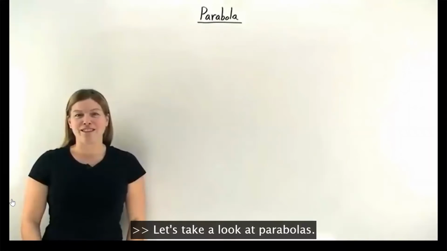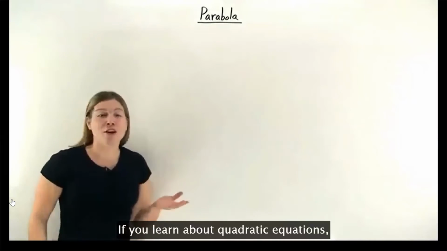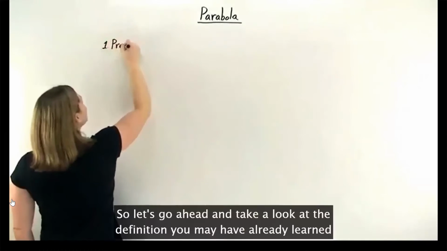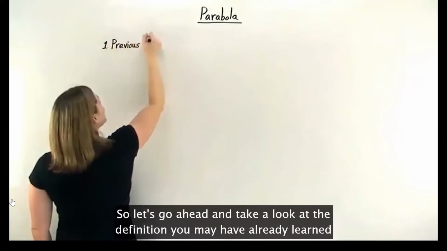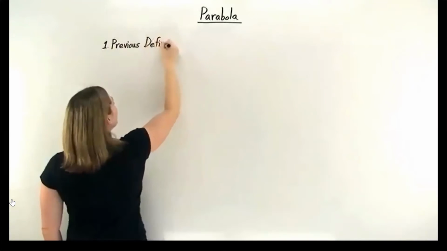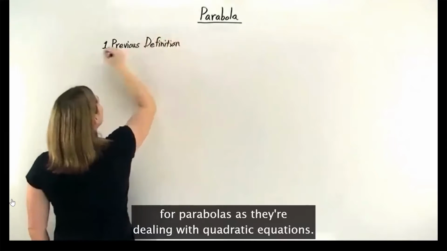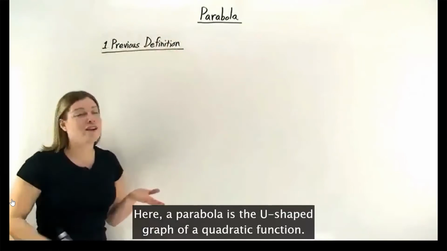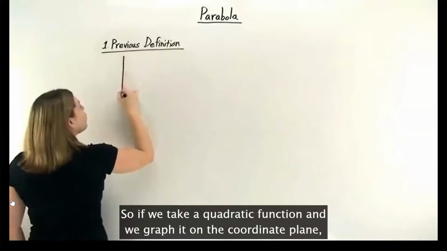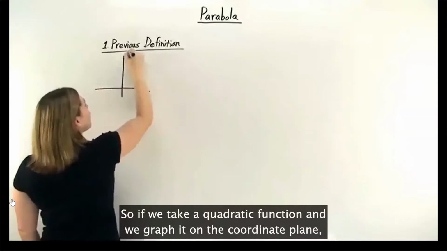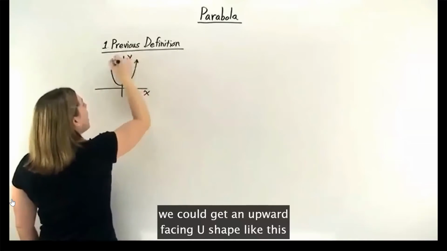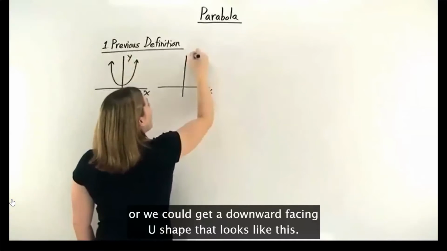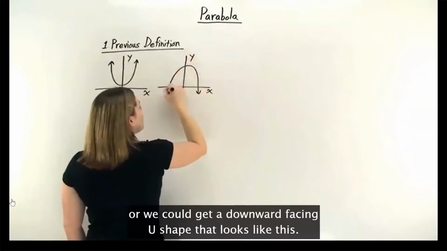Let's take a look at parabolas. If you've learned about quadratic equations, chances are you've probably already seen the term parabola. So let's take a look at the definition you may have already learned, as they're dealing with quadratic equations. Here, a parabola is the U-shaped graph of a quadratic function. So if we take a quadratic function and graph it on the coordinate plane, we could get an upward-facing U-shape like this, or we could get a downward-facing U-shape that looks like this.